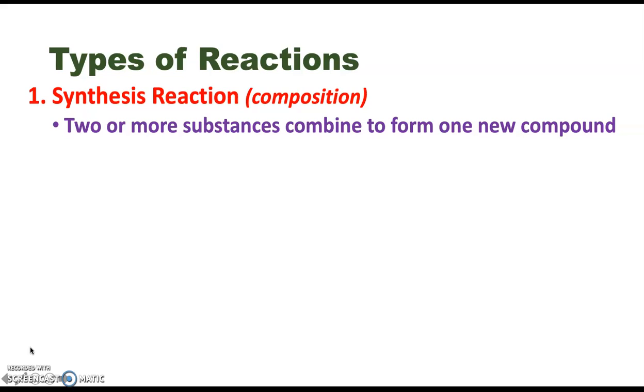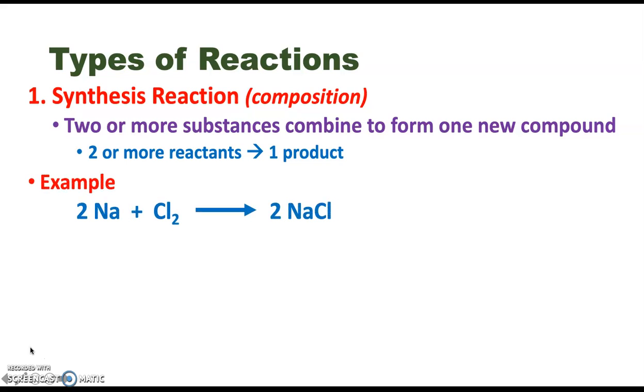Okay, so we've got two or more things coming together. So what you'll always have is two reactants going to one product. You'll have two things on one side of the arrow, one thing on the other side of the arrow. An example would be sodium plus chlorine combining to form sodium chloride. So you've got two things on the left side forming one thing on the right side.